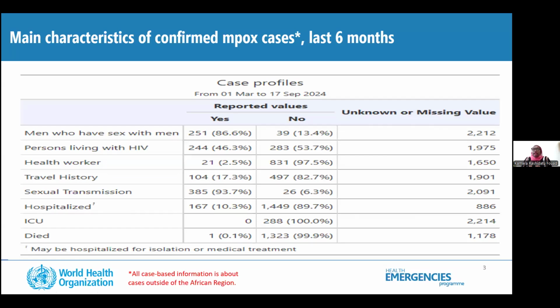What we've observed is the fact that we're seeing an increase in cases from men who have sex with men, and this is closely followed by people with co-infections, and then our healthcare workers are also being affected, and then people who have travel history come down with the infection, and the majority of the cases are also being sexually transmitted.